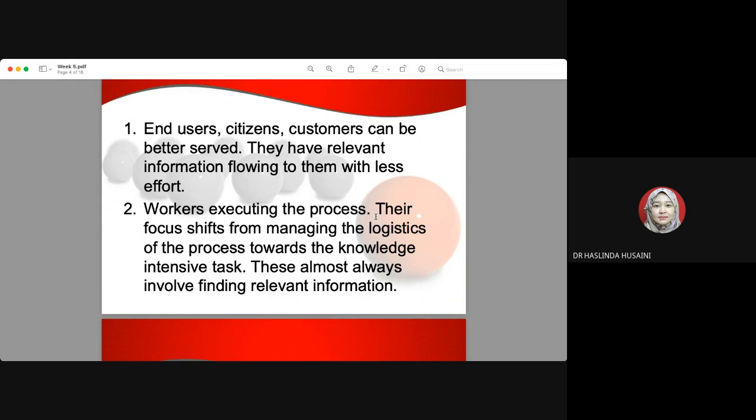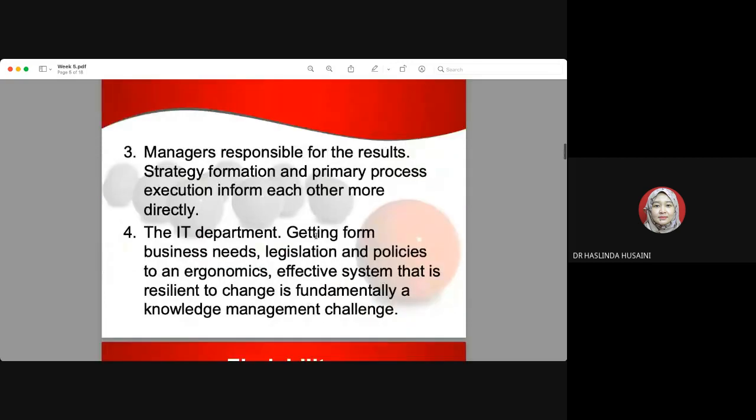Benda ni bukan sahaja happen di orang kata di perpustakaan tetapi juga di other organisation and departments. Baik. Next, the managers. So, managers responsible for the result. Strategy formation and primary processes execution inform each other more directly.